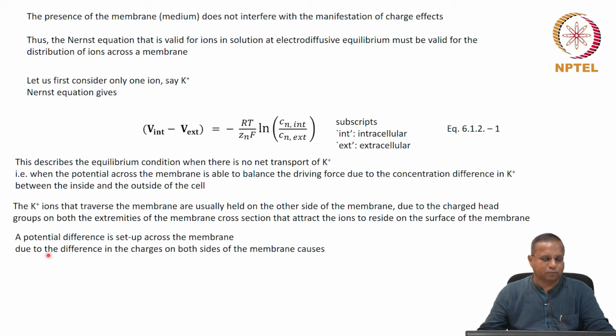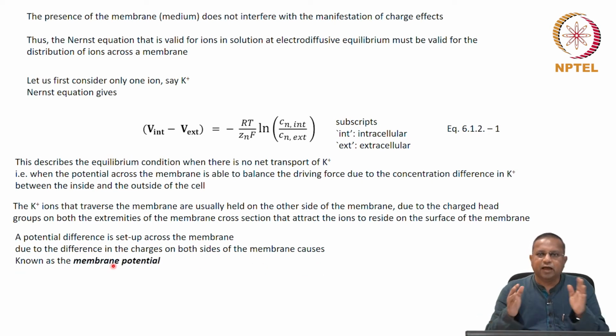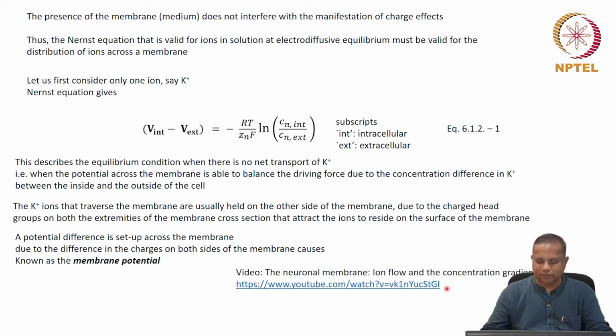And so a potential difference is set up across the membrane due to the difference in the charges on both sides of the membrane. This is known as the membrane potential. The potential that is created due to the charge difference across a membrane is called the membrane potential. The video on neuronal membrane ion flow and concentration gradient nicely explains whatever I have said here.